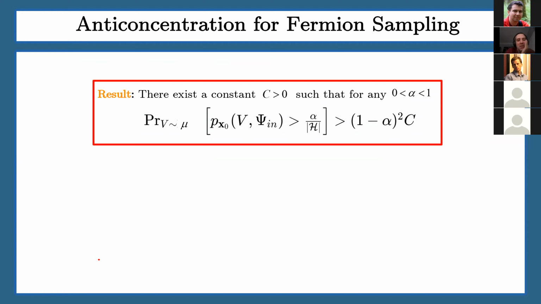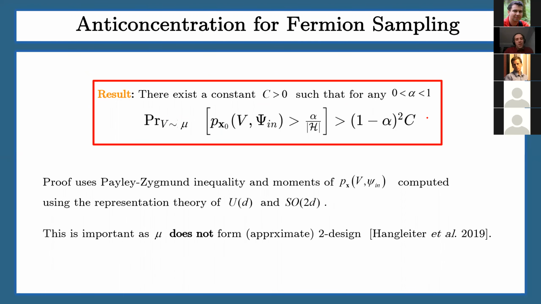So this is a quantitative statement about those fermionic circuits. They anticoncentrate in the following precise sense. You fix some outcome, and the probability over Haar random V that your probability is larger than some fraction of the expectation value, because the expectation value is 1 over the dimension of the qubit space, is not so small. This is the anticoncentration. Maybe importantly, previously, in order to establish this kind of result for random quantum circuits, people used 2-design properties, but we use some group theoretical computations. It's known that FLO doesn't form a 2-design.